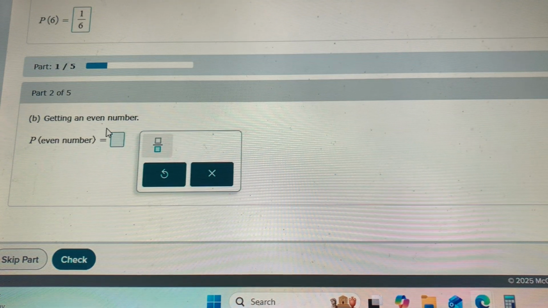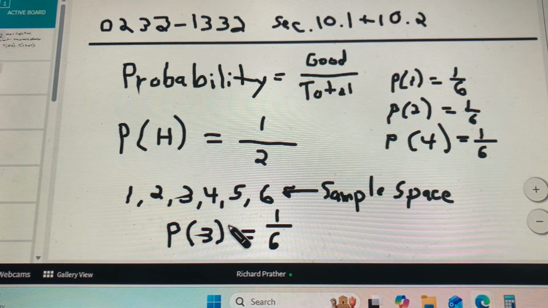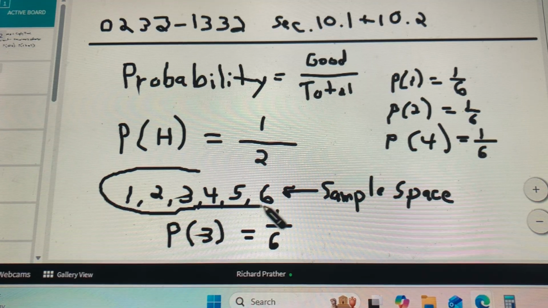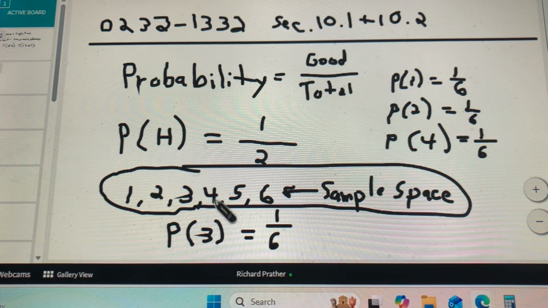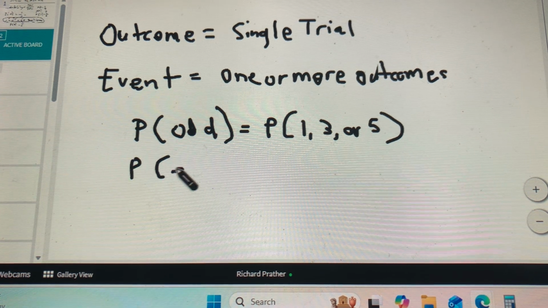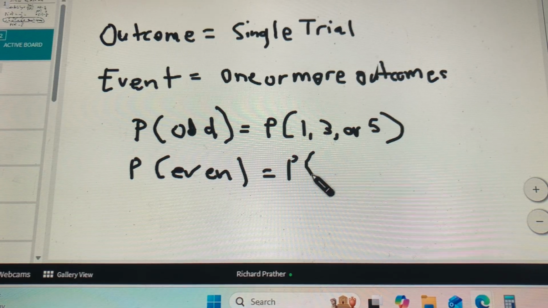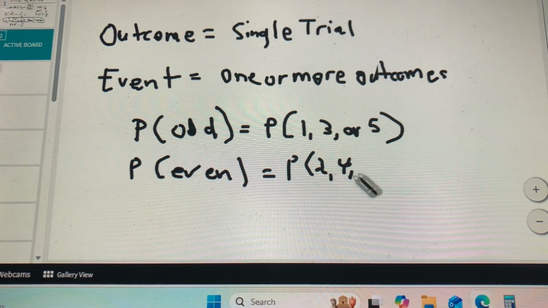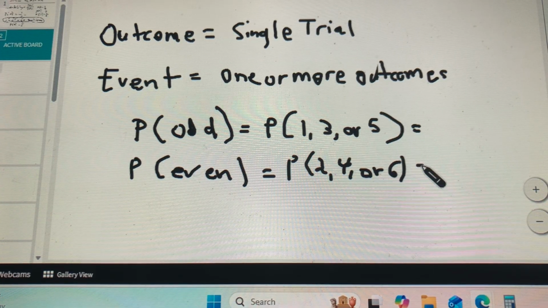Here's one kind of similar to the example I was doing. Try to get an even number. Well, a die has 6 total sides. So the sample space tells you your denominator. A single die has 6 sides. How many of them are even? There's 2, 4, and 6. So the probability of evens and odds turn out to be the same, because this is the probability of a 2, 4, or 6. So both of these are 3 out of 6.